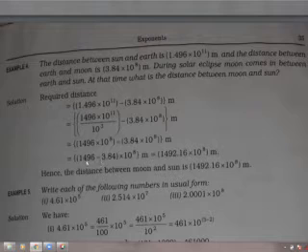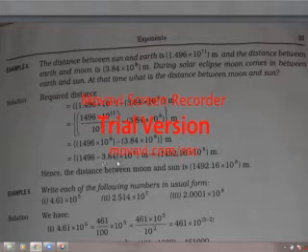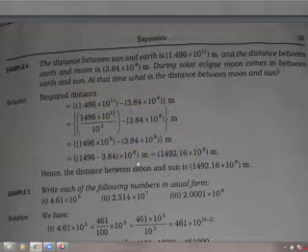Now from 1496, 384 has been subtracted. You can subtract it. After the point there is nothing, so 0, 0. Already I had said how to bring it to like terms and then subtract. So it has been subtracted, and it came 1492.16 into 10 to the power 8 meter. Now this is the distance.